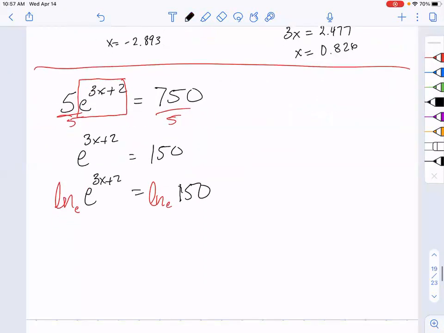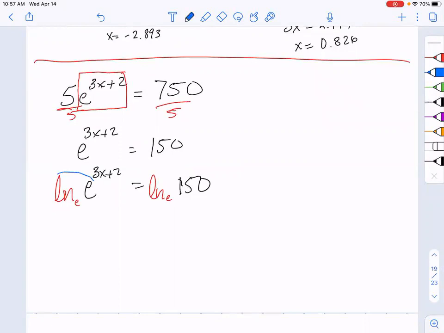How's that helpful? And natural log of 150 we can calculate. So figure out that decimal number. 5 point what? How do I get the 5.011? You use the natural log button on your calculator, just simply natural log of 150. So we don't need the change of base formula right here.